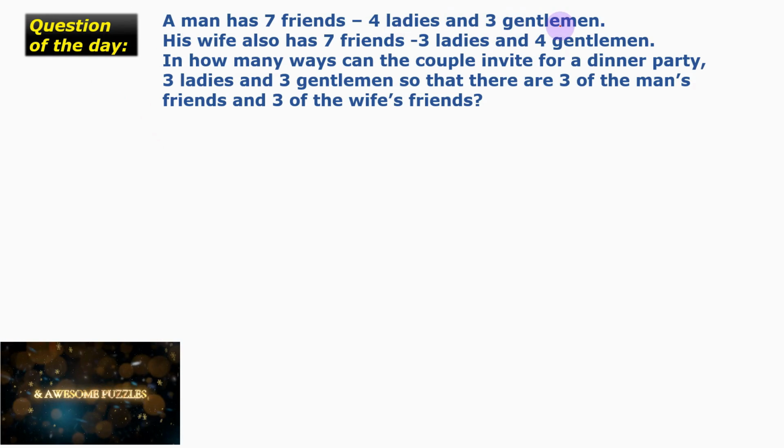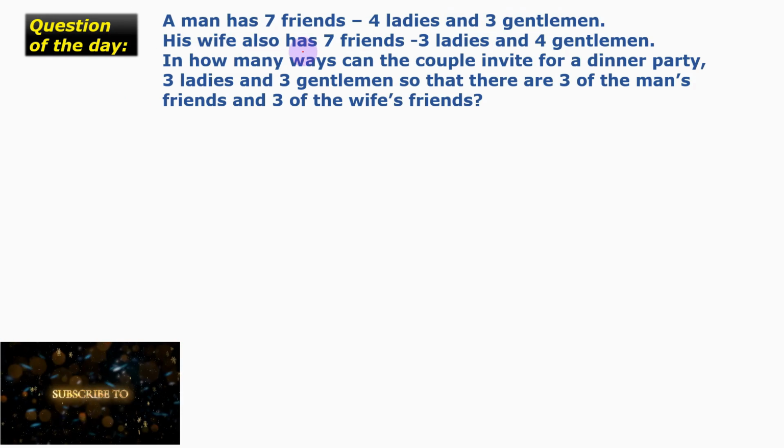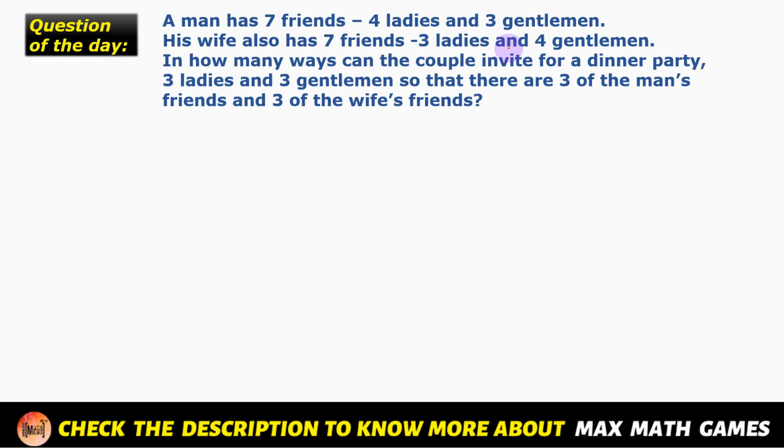The question of the day is: a man has 7 friends, 4 ladies and 3 gentlemen. His wife also has 7 friends, 3 ladies and 4 gentlemen. In how many ways can the couple invite for a dinner party 3 ladies and 3 gentlemen, so that there are 3 of man's friends and 3 of wife's friends?